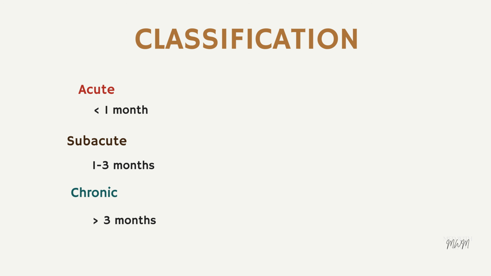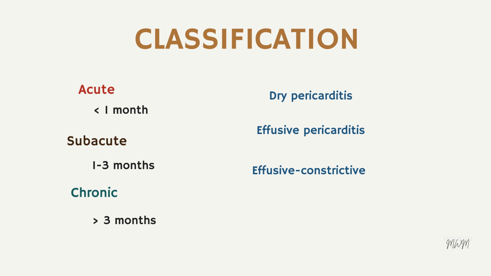When it comes to type classifications, we have, for example, dry pericarditis, which means there is no pericardial effusion. And then we have effusive pericarditis, which means there is fluid collected in the pericardial space. And there is also effusive constrictive pericarditis, which means there is both fluid and thickening of the pericardium, which can restrict the heart's pumping ability. And the most dangerous form is pericarditis with cardiac tamponade, where fluid compresses the heart and prevents proper filling.